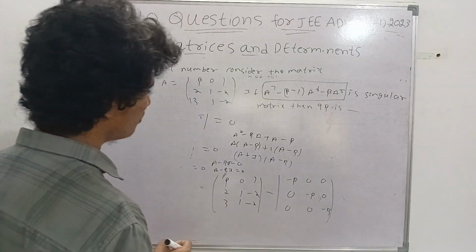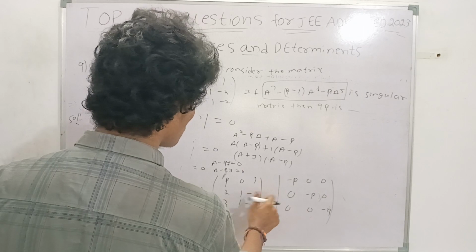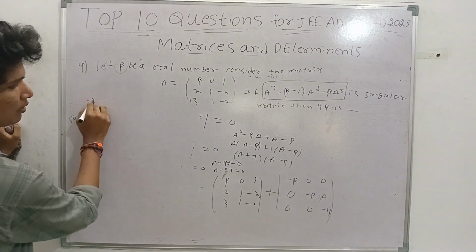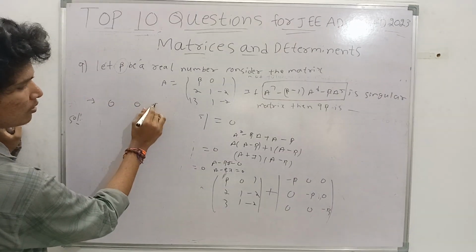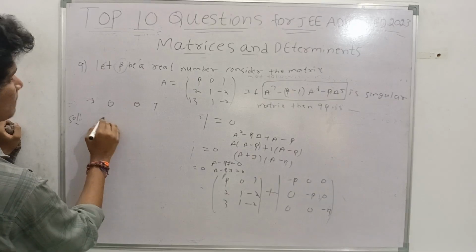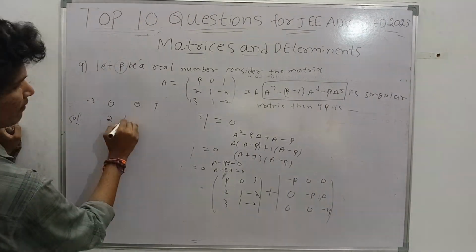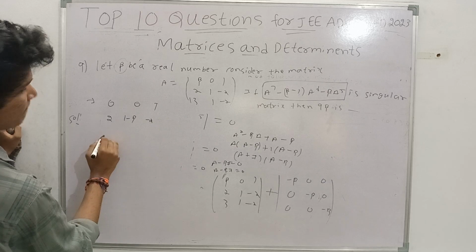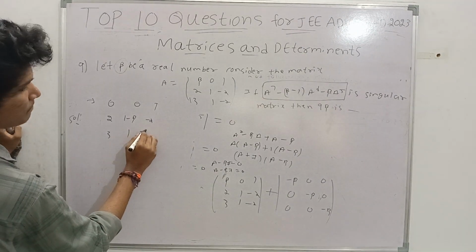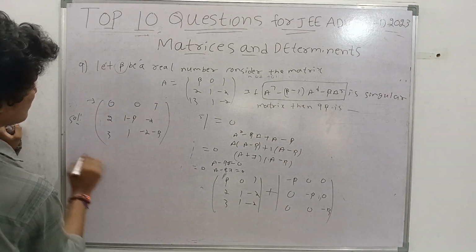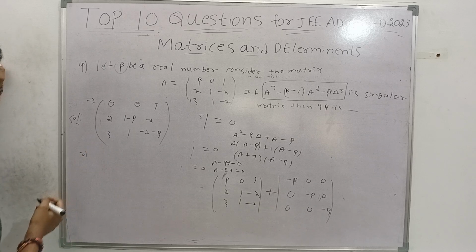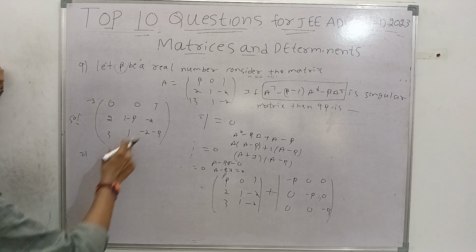Beta minus beta. So basically I have already written it, so I just have to do the addition. It will be 0 0 1, 2 1 minus beta, minus 2 3 1 minus 2 minus beta. Yes, now we have to take the determinant of this. What will it be?